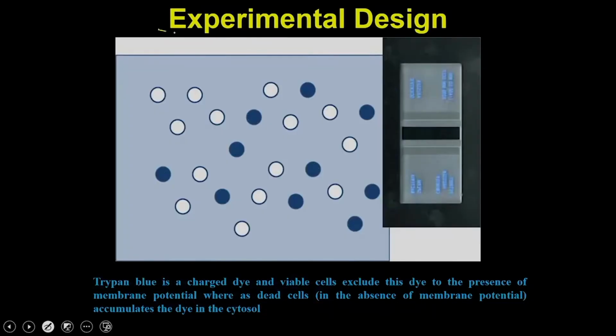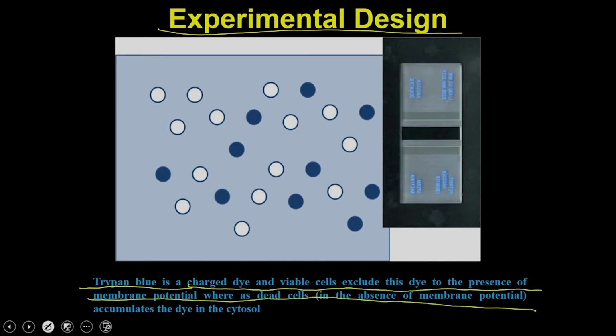So, experimental design is very simple. You are going to use a dye which is called trypan blue. Trypan blue is a charged dye, and the viable cells exclude this dye due to the presence of the membrane potential, whereas dead cells are actually going to accumulate the dye in the cytosol.